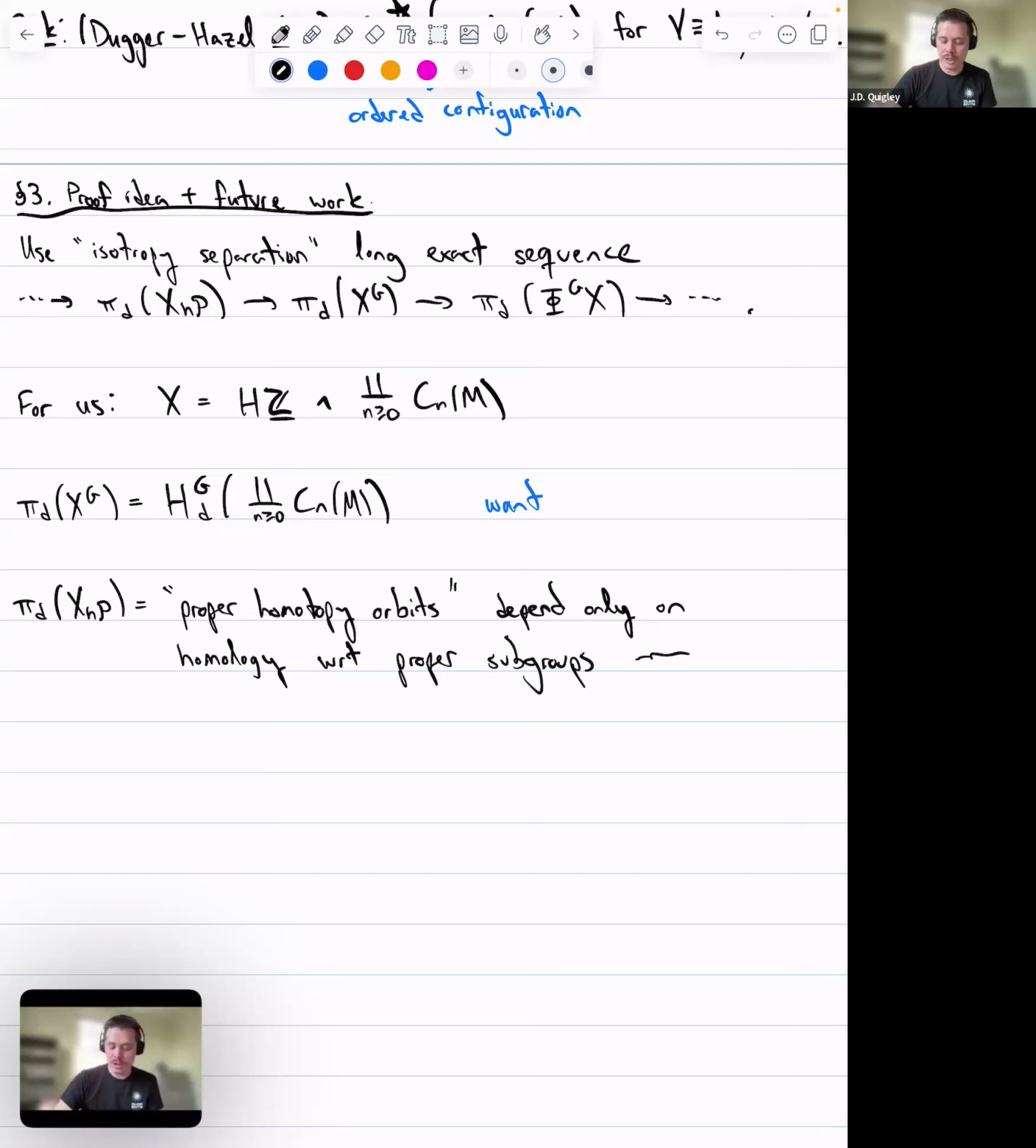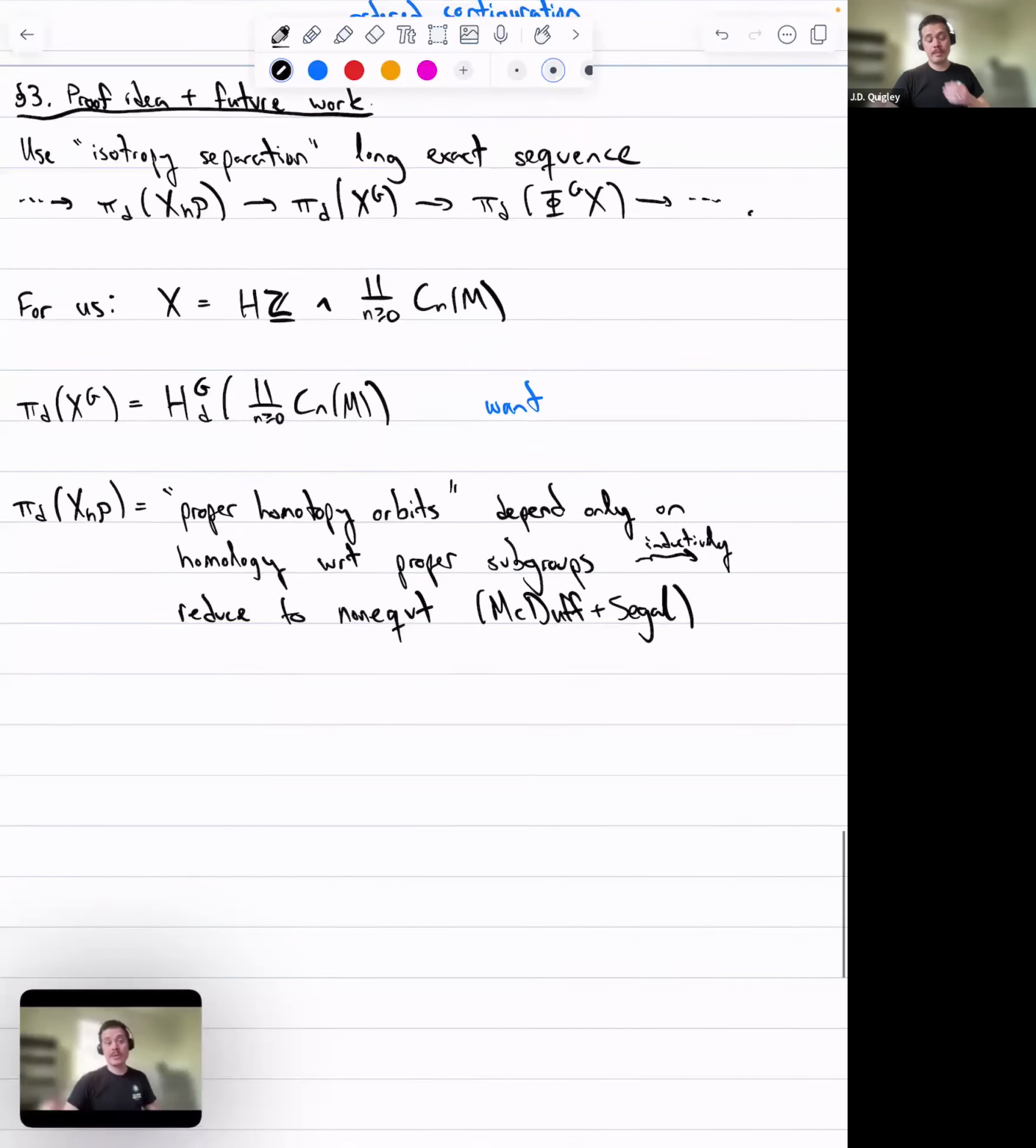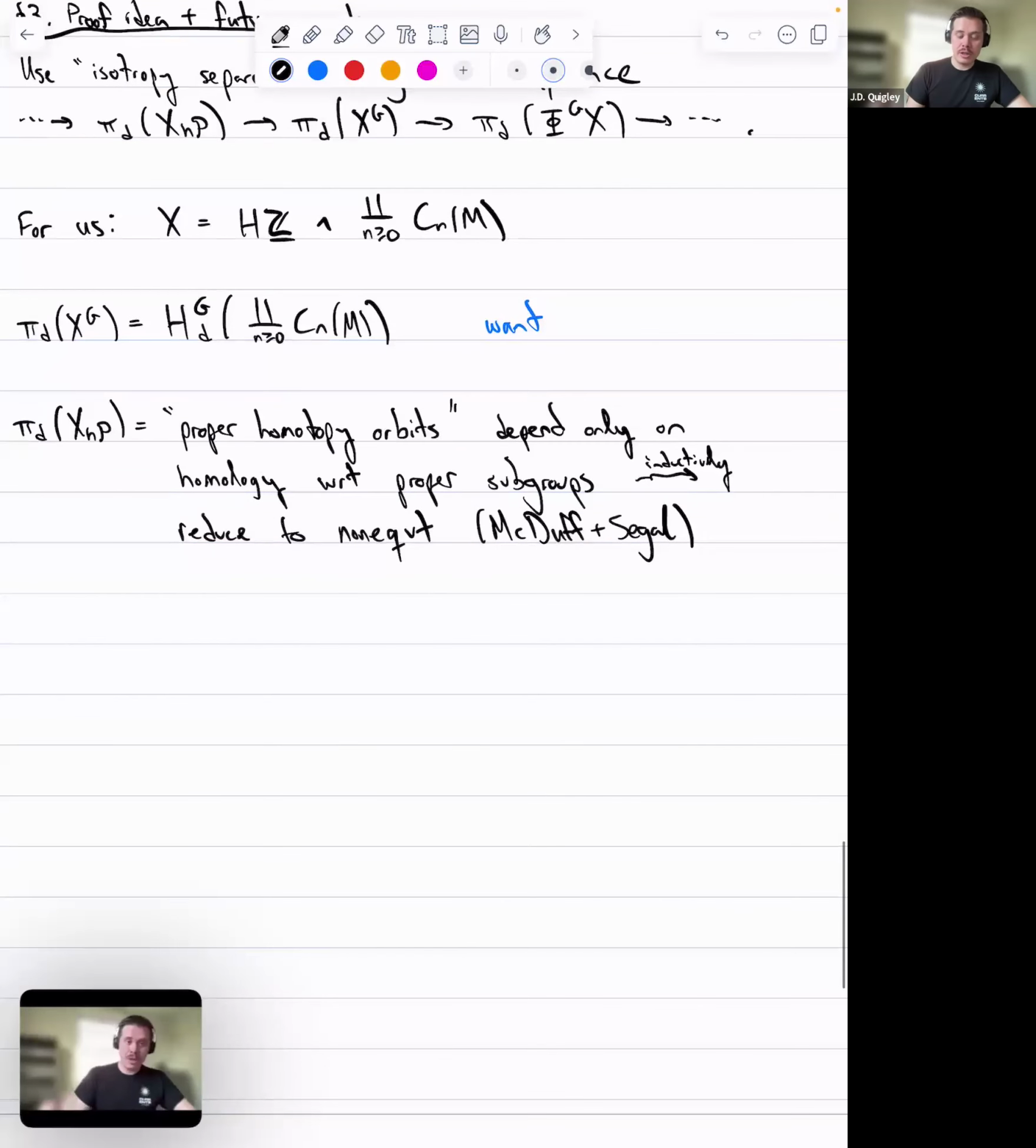And so inductively, we can reduce to the non-equivariant situation. That is, we reduce to the Macduff-Siegel theorem to understand these proper homotopy orbits. Now, the other piece is geometric fixed points.